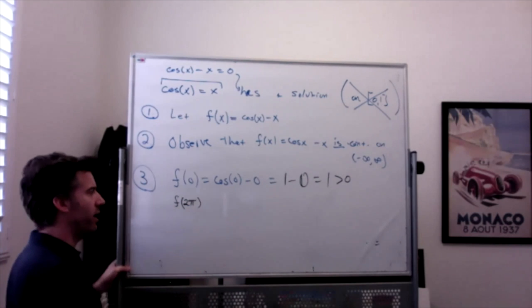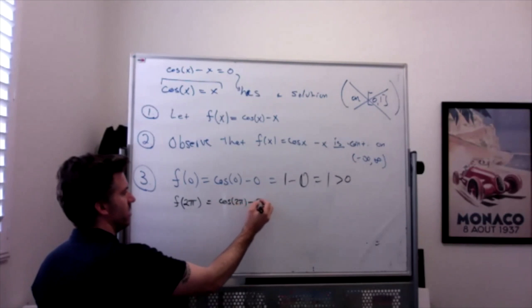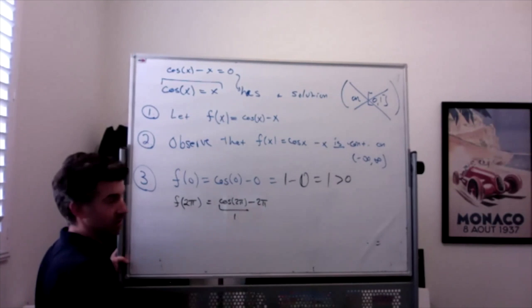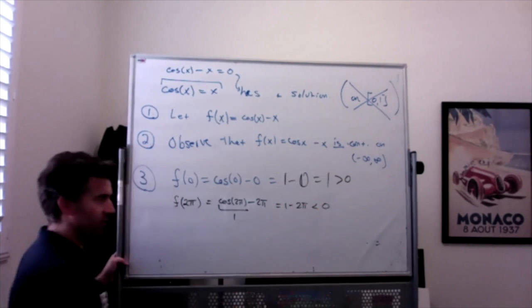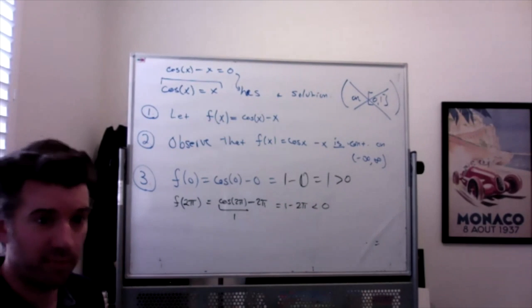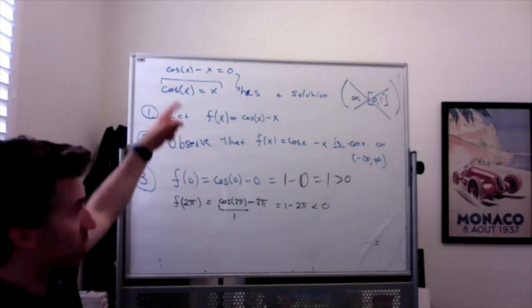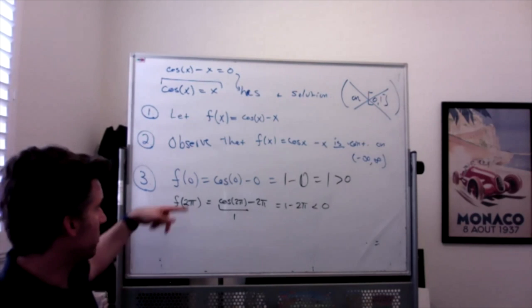If I went f of 2 pi, cosine of 2 pi minus 2 pi, cosine of 2 pi is 1, right? It's the same as cosine of 0. 1 minus 2 pi is definitely negative. So I could certainly say by the intermediate value theorem that there is a solution to this equation, and that solution is some number between 0 and 2 pi.